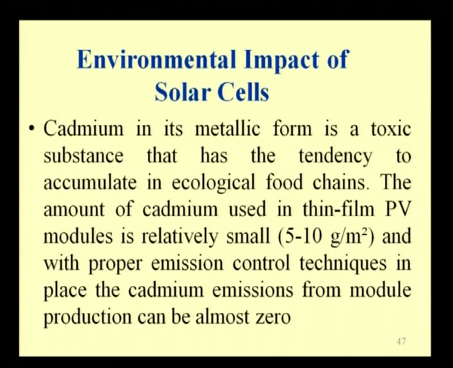One disadvantage: the cadmium in its metallic form is a toxic substance, and that has a tendency to accumulate in the ecological food chain. The amount of cadmium used in thin film photovoltaic modules is relatively very small, 5 to 10 gram per meter square, and with proper emission control techniques in place, the cadmium emission from module production can be almost 0.